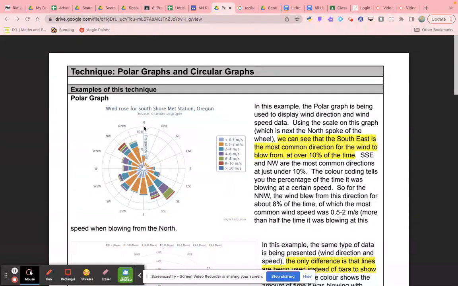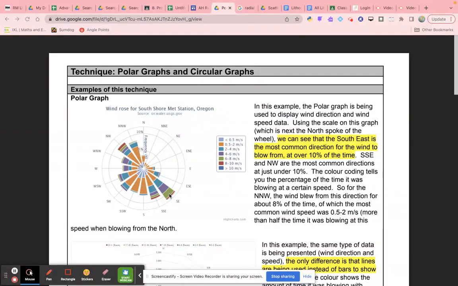And then what it can clearly show you is which direction is the most frequently occurring in your data set. So for example, we can see southeast is the most frequently occurring, and it's got over 10%, and we know that because we can see it comes up this far on the graph. And if we just follow this around the edge of the scale, we get to see that it must be around about maybe 12% frequency that the wind is blowing from this direction.